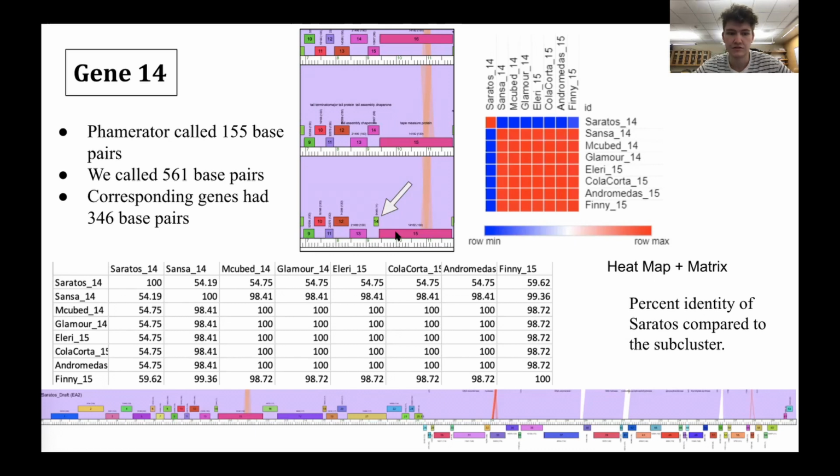Since gene 14 is so much longer than the other genes in the subcluster, we compared them to find identity match to see how important this difference was. The data show that gene 14 in Saratos is significantly different from the corresponding genes of M cubed, Glamour, Illyri, Colocorda, Endometas, Finney, and Sansa.